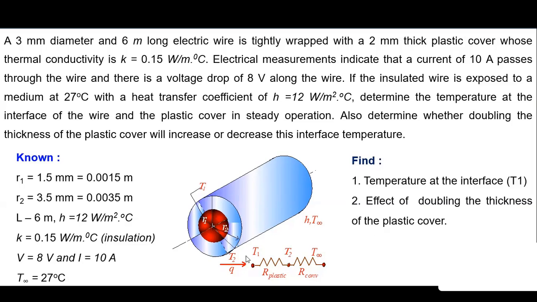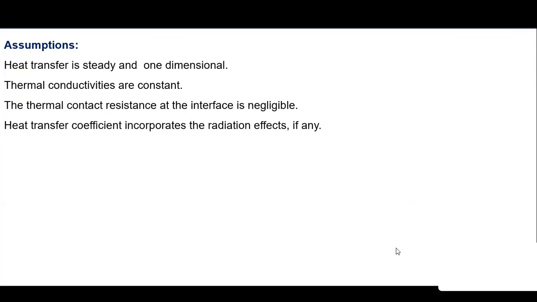Here it is T1. Interface temperature means between the electrical conductor and the plastic layer. So this temperature T1 we have to find out, along with the effect of doubling the thickness of the plastic cover. So let us do it. Assumptions are the same: steady condition, one dimensional, thermal conductivity and the other properties are also constant.